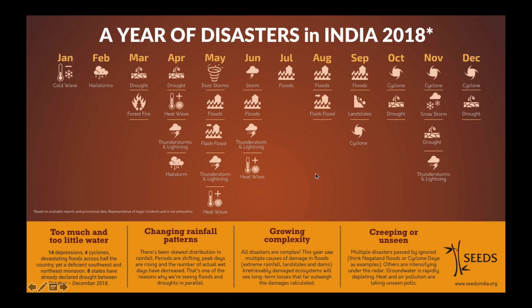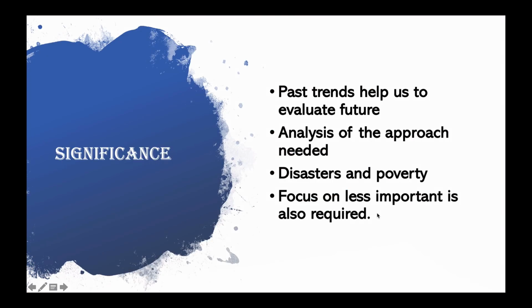So you can take a screenshot of this picture. It just summarizes the year of disasters in India 2018. In January, you can see there was a cold wave. In February, you can see hailstorms. March, likewise till December, cyclone, drought. And it has compiled it in very good points. There are 4 points: too much and too little water, changing rainfall patterns, growing complexity, creeping or unseen. So this is very important for the exam. It will help you in mains also.